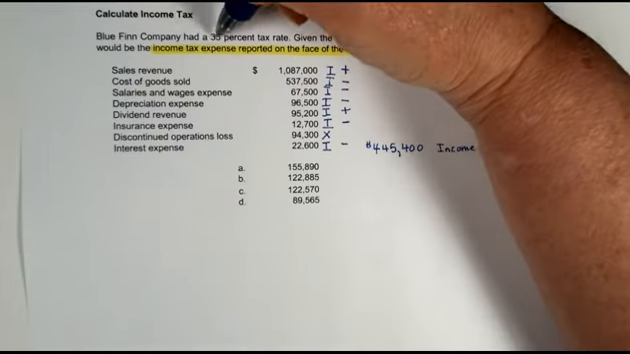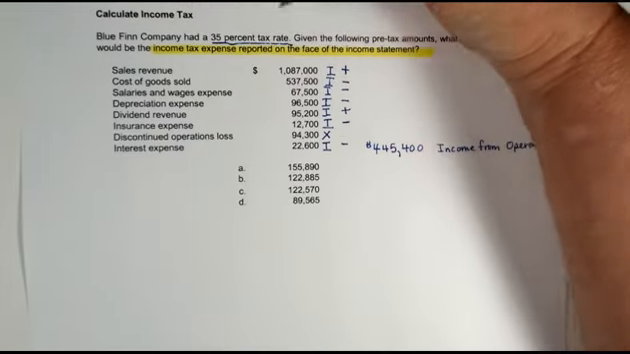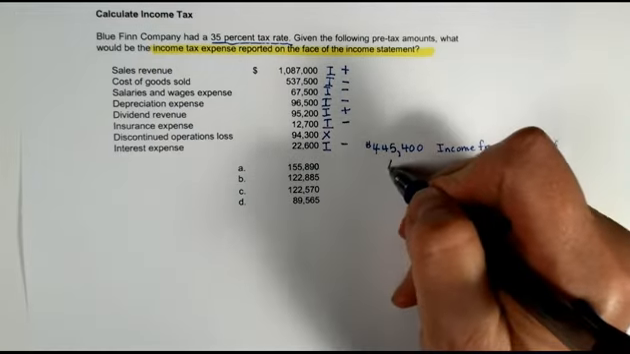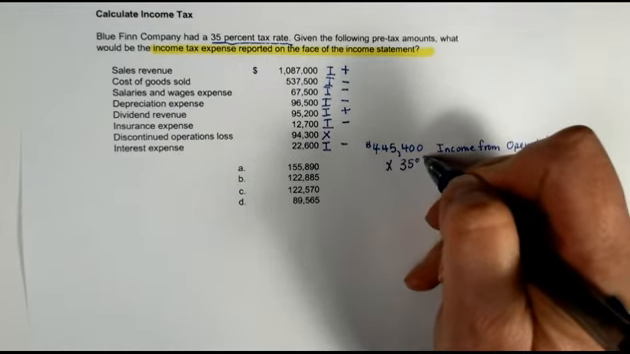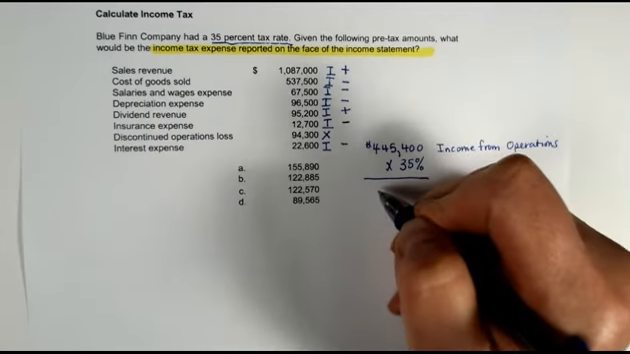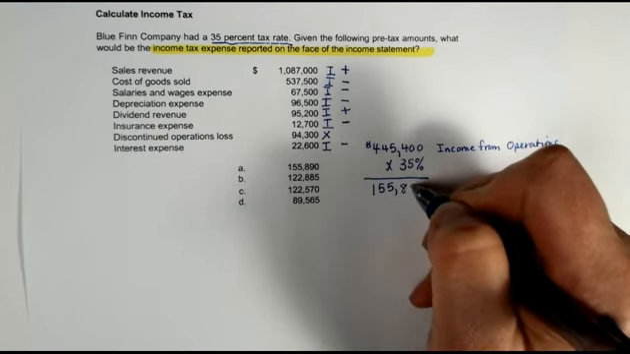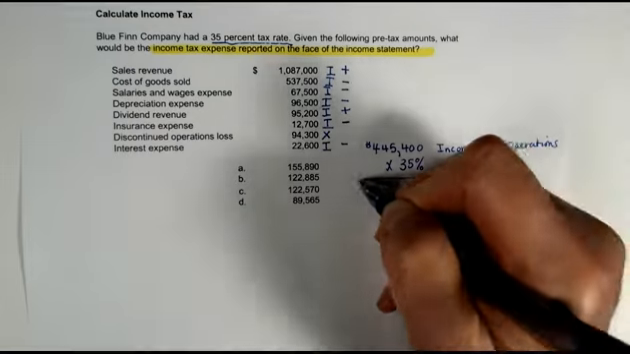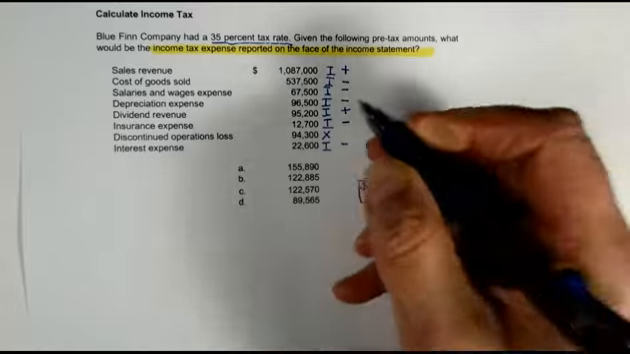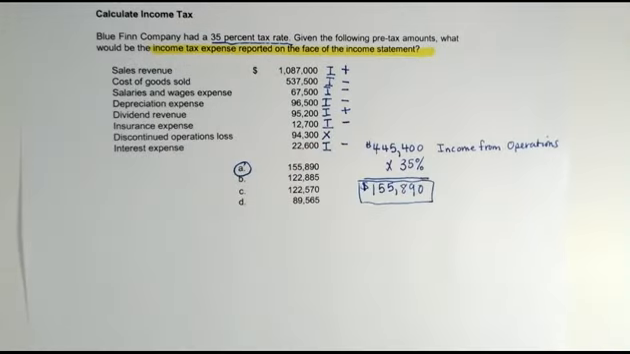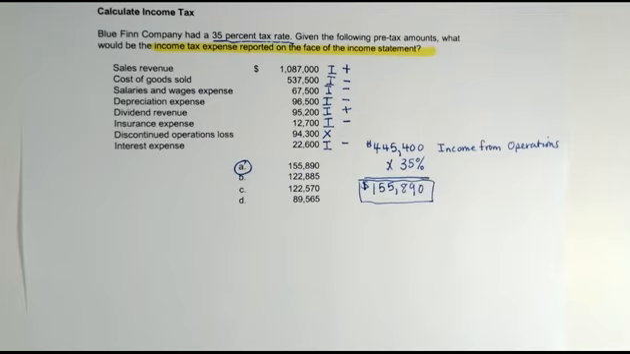Now it says here that we have a 35% income tax rate. So I'm going to multiply that by 35%. Once I do that, I get $155,890. And that is answer A. $155,890. That is our income tax that's reported on the face of the income statement. I hope that makes sense.